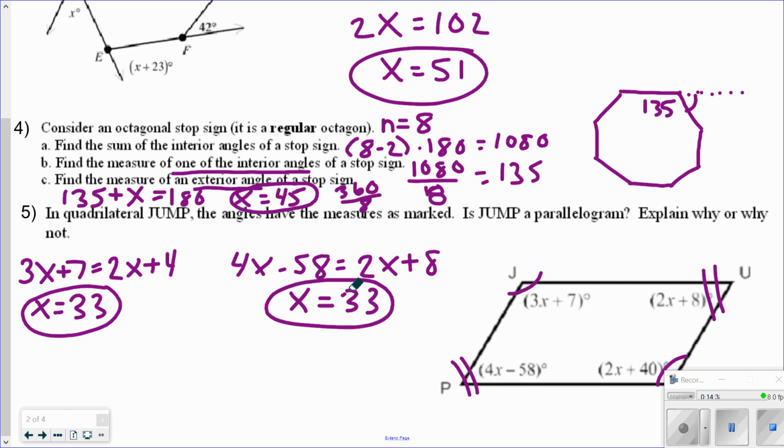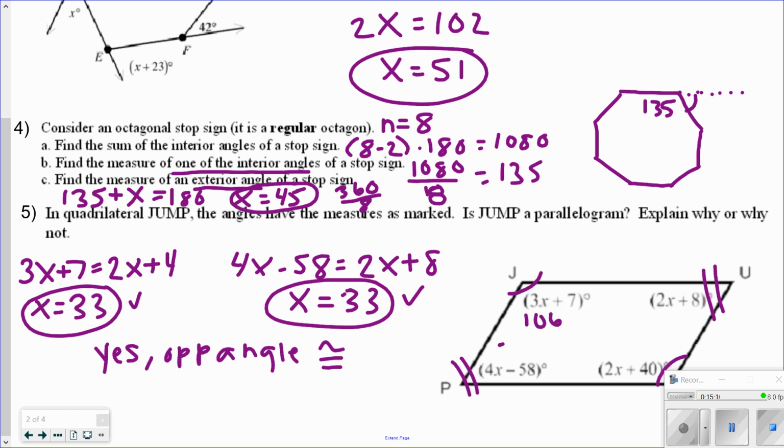Unlike the other problem, we got the same x value for both of those equations. That is a good sign. So because our x values are the same, we can then say, yes, this is a parallelogram. And why? Well, the opposite angles are congruent. And if I actually plug in 33 for x, I get that this is 106.